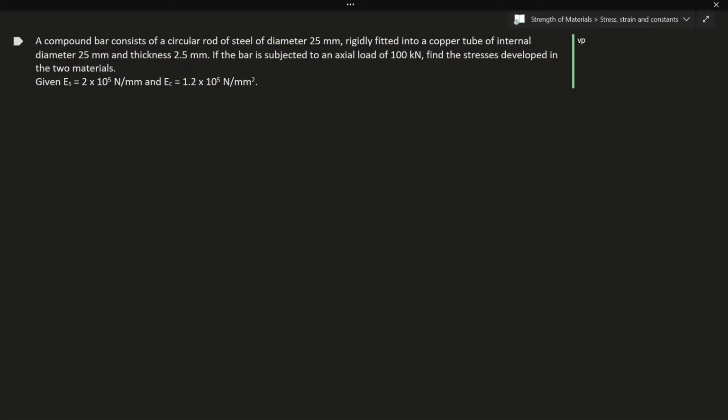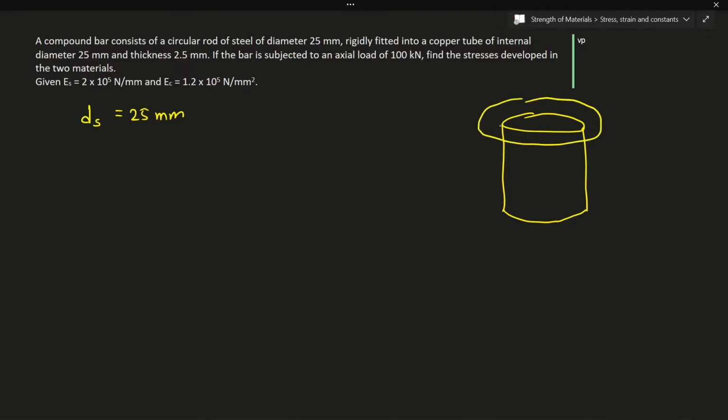a compound bar consists of a circular rod of diameter 25 mm. I'll write it as steel, DS is given as 25 mm. Okay, it is fitted rigidly into a copper tube of internal diameter 25, and the thickness is 2.5 mm. So I can write a schematic here. Let me assume this as the steel rod, something like this, and now surrounding this we have a copper tube.